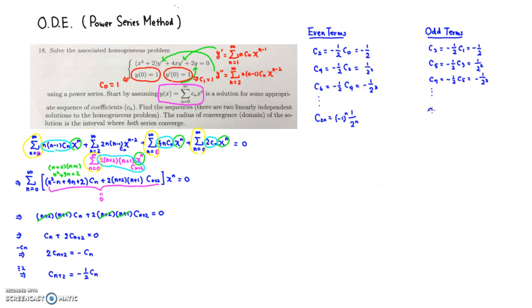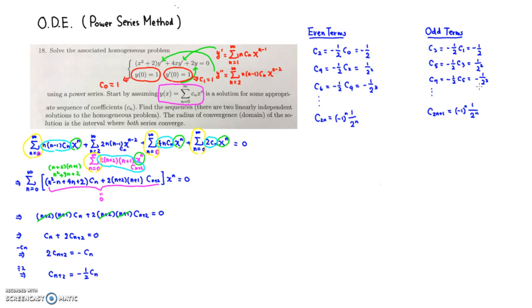So if you have C2n plus 1, the signs are alternating, so I'm going to put the -1 to the n. Then you have a 1/2 to the power: if it's 3, it's the first power, 5 the second power, 7 the third power, so for 2n plus 1, it's the nth power. So we got the C2n plus 1.